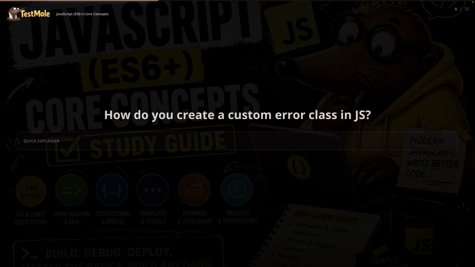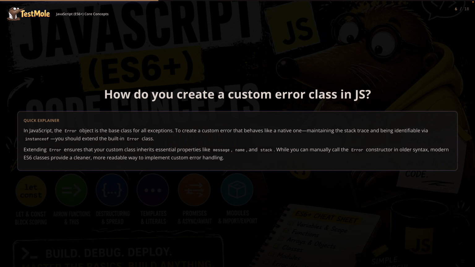How do you create a custom error class in JS? In JavaScript, the Error object is the base class for all exceptions. To create a custom error that behaves like a native one, maintaining the stack trace and being identifiable via instanceof, you should extend the built-in Error class. Extending Error ensures that your custom class inherits essential properties like message, name, and stack. While you can manually call the Error constructor in older syntax, modern ES6 classes provide a cleaner, more readable way to implement custom error handling.